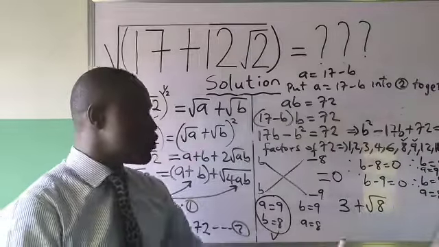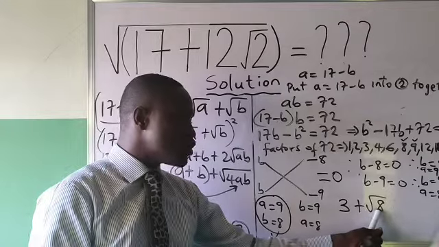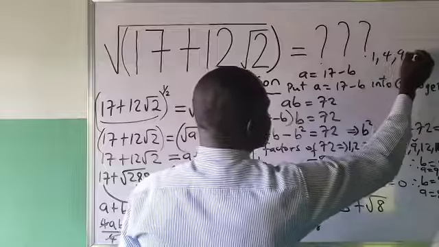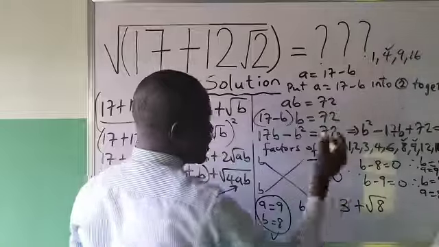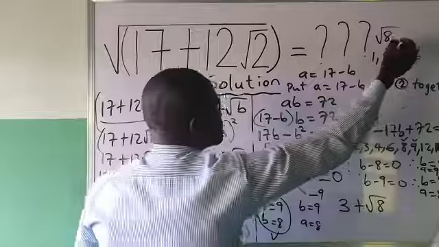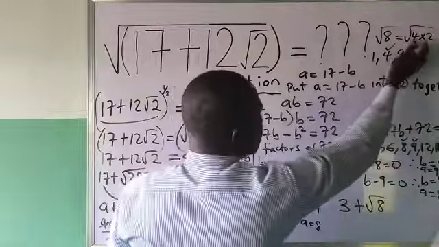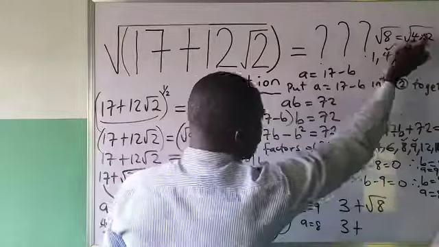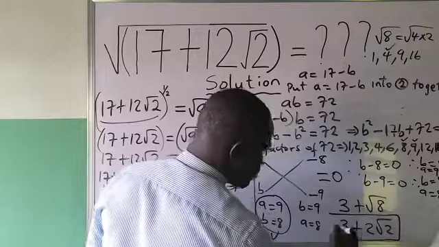You ask yourself, what is a perfect square that will multiply a small number to give you 8? Perfect squares are 1, 4, 9, 16, and so on. So pick one. I'll pick 4. 4 times 2 will give me 8. That means square root of 8 is equal to square root of 4 times 2. Square root of 4 will now be 2. So this will be 3 plus 2 square root of 2. So this is the answer to the question.